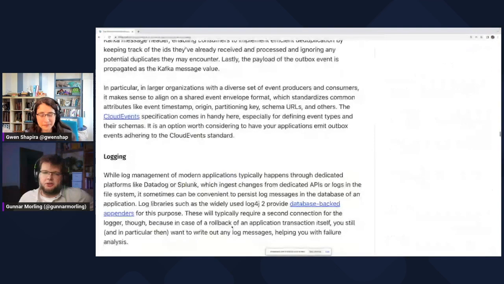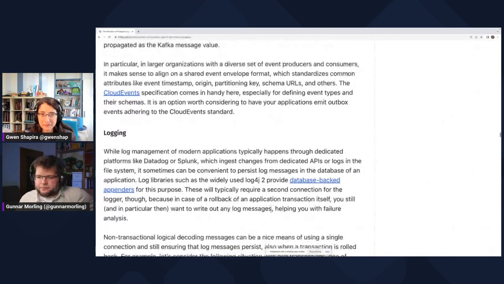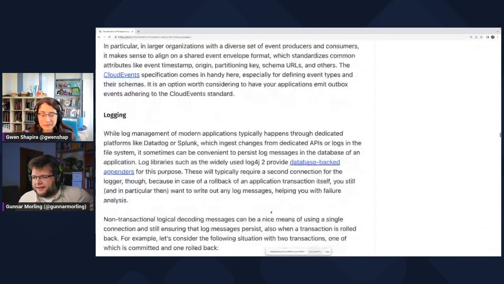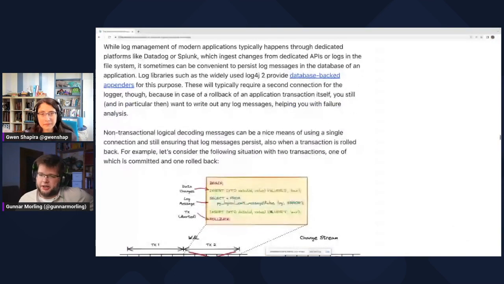And again, people can try out the source code. It's all there, and they can play with that if they want to. So let's talk a little bit about another use case, and this is logging.